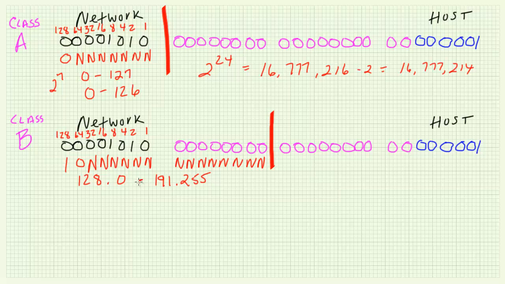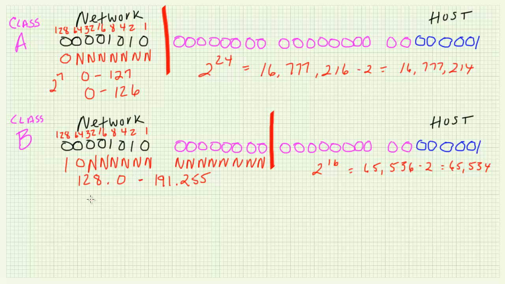We've still got two other octets out here that would be used for host numbers, and we could have a maximum of 2 to the 16th, or 65,536 minus 2, which is 65,534 possible host addresses. How many networks could we have?